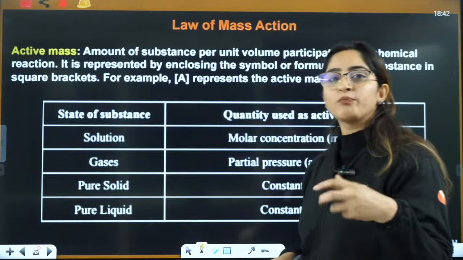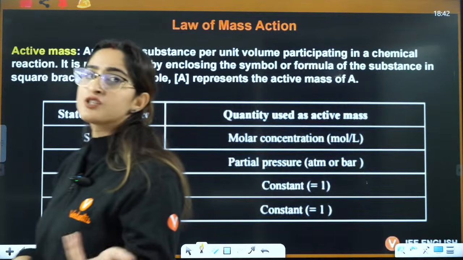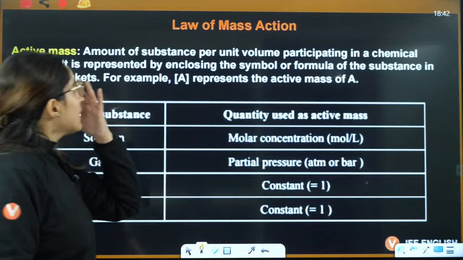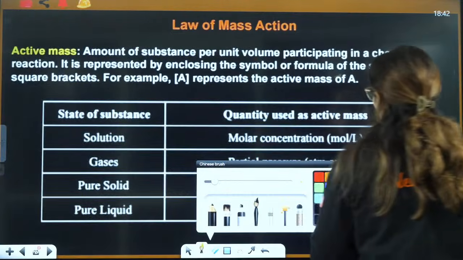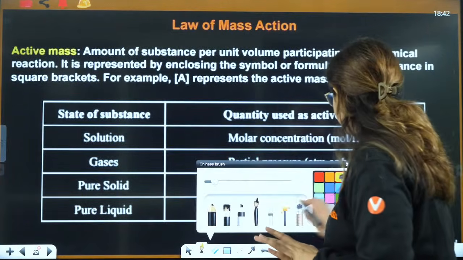Usually we talk about positive catalysts, but there are negative catalysts also that are used, right? Now let's see the law of mass action.